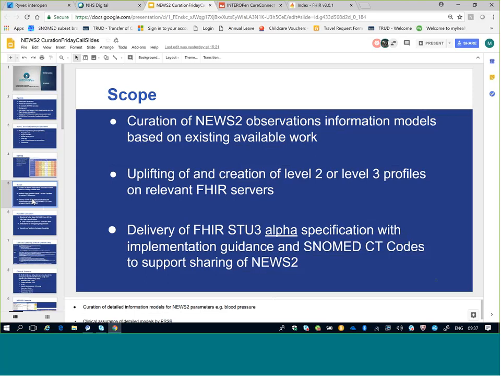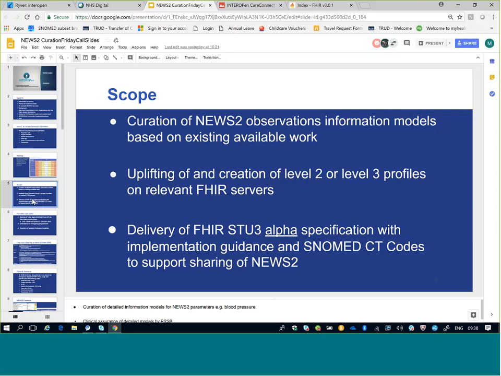As part of this work, we will be creating level 2 and level 3 profiles. I will go into the definition of these in a minute when we come to the bit of background on CareConnect. And finally, the delivery of a FHIR STU3 alpha specification with implementation guidance and SNOMED CT codes for the parameter observations which are included. The alpha here means there's a link, you can follow it to take you to NHS Digital's policy statement on alpha, which is an initial test specification which is subject to change.